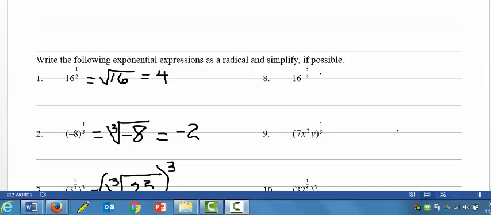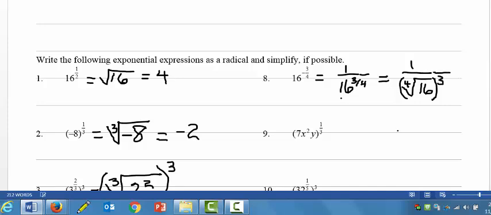16 to the negative 3/4 is 1 over 16 to the 3/4, which is 1 over the 4th root of 16 cubed. Which is 1 over 2 cubed, which is 1/8.